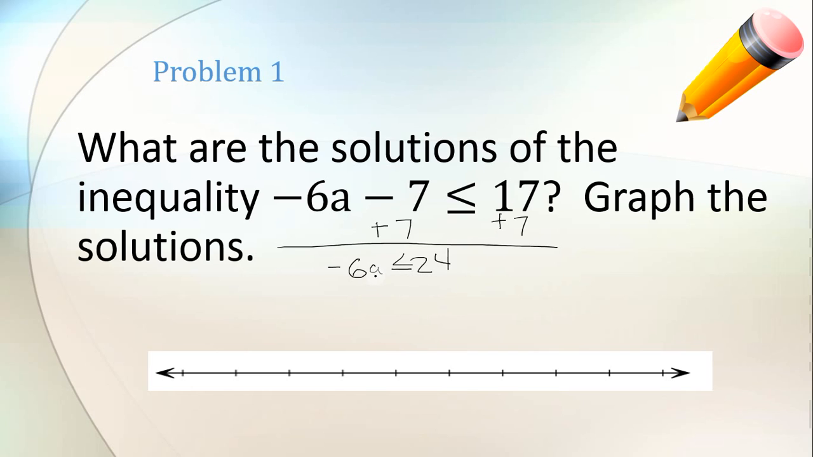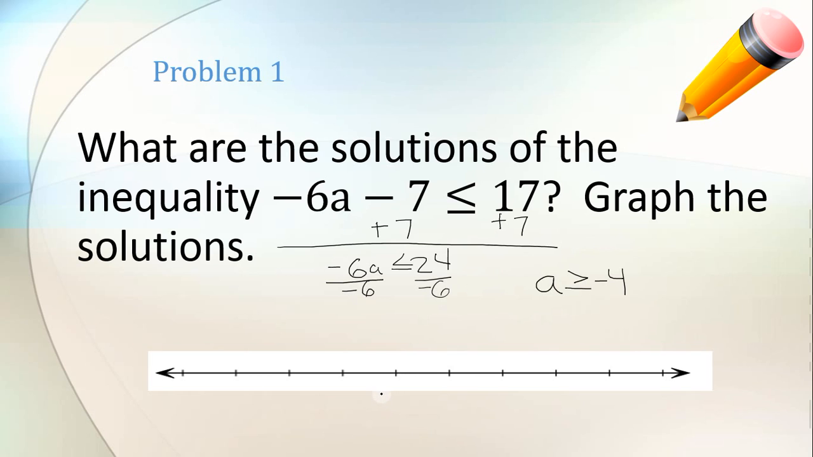Now, I need to get a alone, so I'm going to divide by negative 6. Now, in your head, you should be thinking, oh, I divided by a negative 6. That means I divided by a negative. So what I need to make sure I do is flip my inequality sign. So instead of having a less than or equal to, I'm going to have a greater than or equal to. So I'm going to get a is greater than or equal to negative 4.